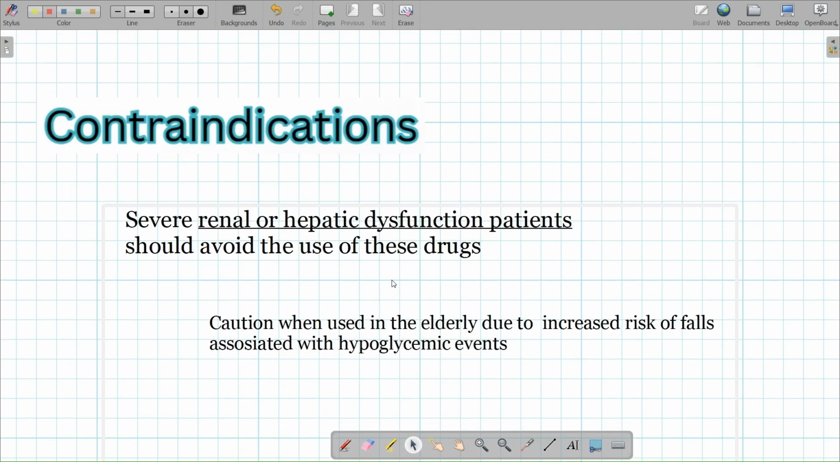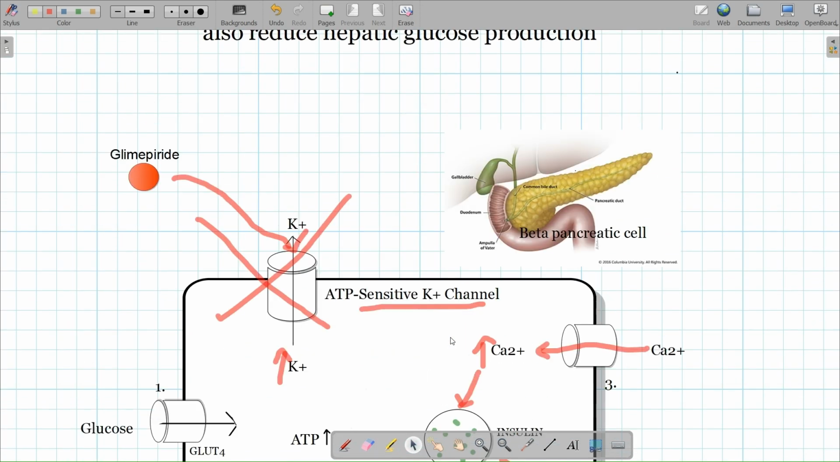Now moving on to the contraindications of this drug. There are two main contraindications. This drug should not be taken during renal and hepatic dysfunction, so patients who have renal and hepatic dysfunction must avoid this drug. It is also important to know that elderly people should avoid this drug because they may develop hypoglycemic events and have an increased risk of falls. So that's it about this class of drugs, sulfonylureas.